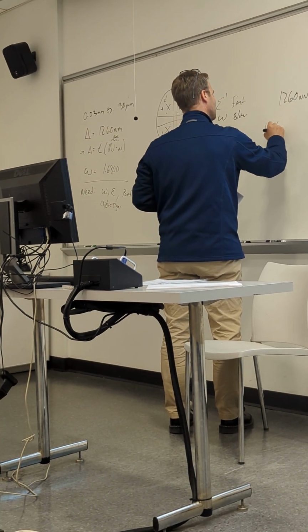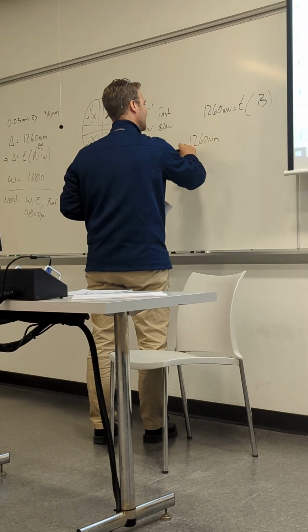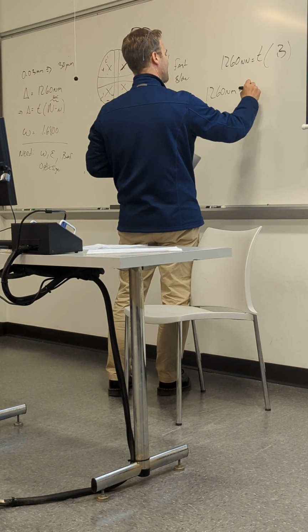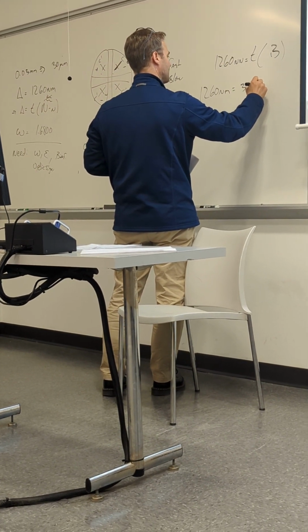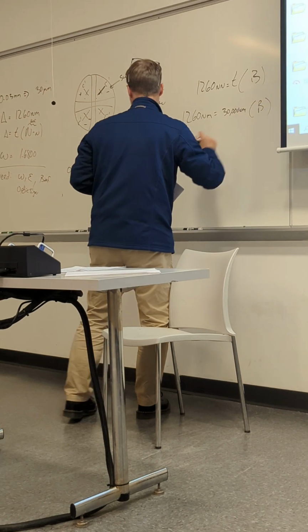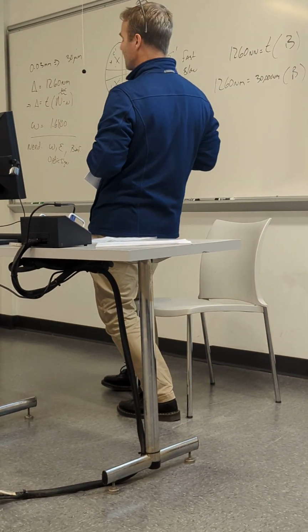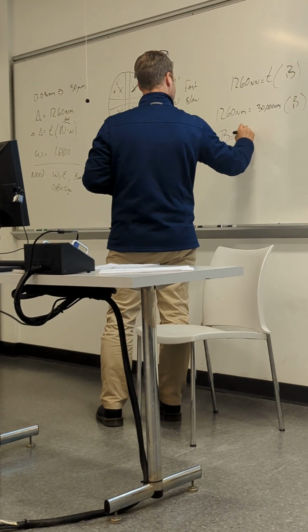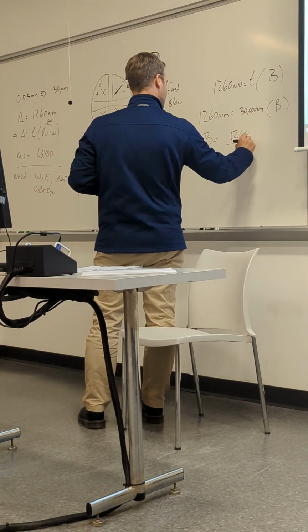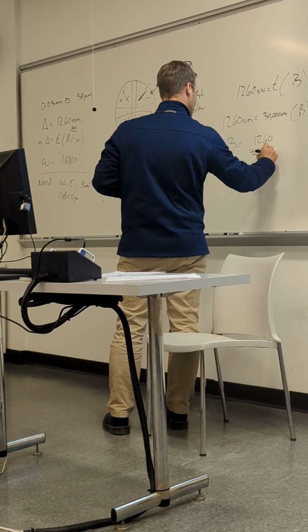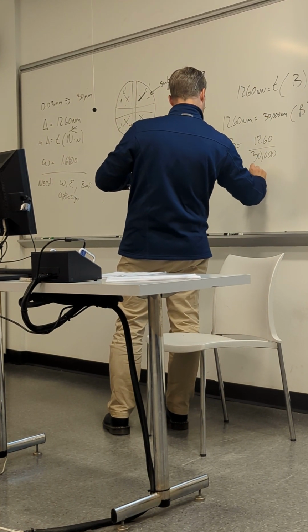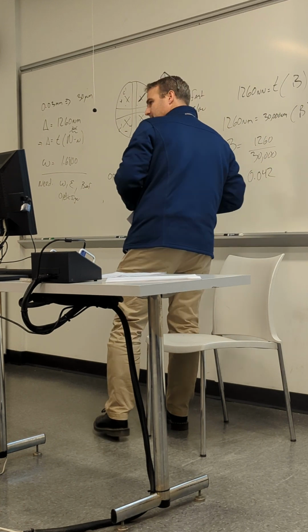So 1260 nanometers equals 30,000 nanometers. I converted that from micrometers to nanometers. Birefringence is equal to 1260 divided by 30,000, which equals 0.042.